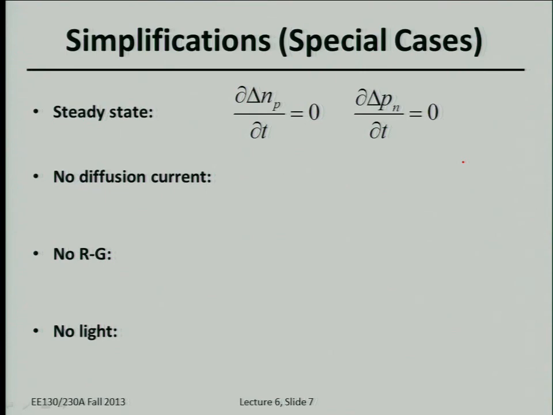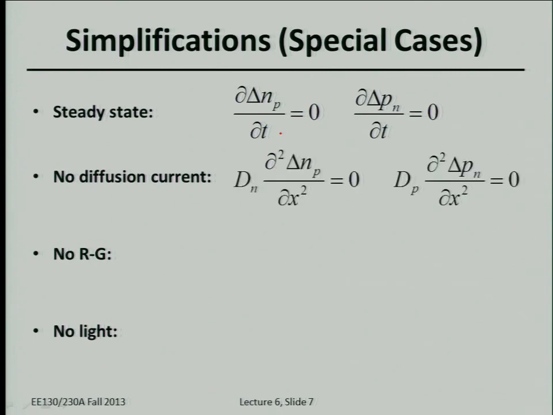Okay, so the definition of steady state is that no concentrations of carriers are changing over time. Okay? No diffusion current. Okay, that's easier to understand. Just that middle term, the first term on the right in the minority carrier diffusion equation, is 0. No recombination generation.